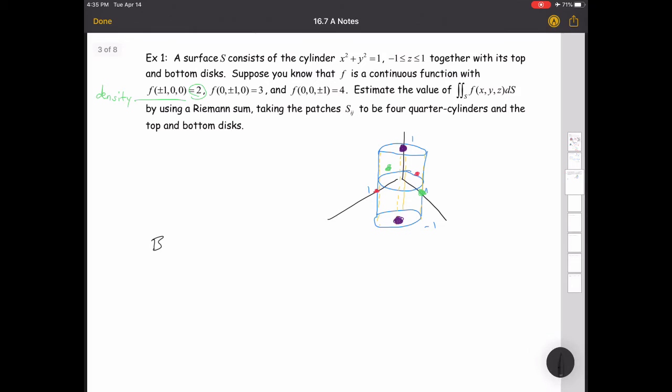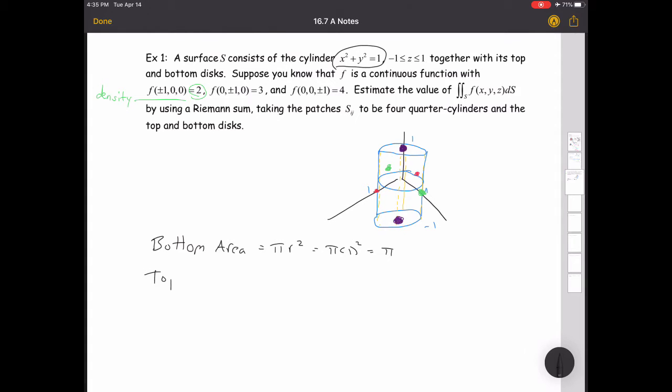If we talk about the bottom area, well, it's just a disk. I mean, it is a cylinder. It's just a circle on the bottom. It's a disk, and the area of a disk, of course, is pi r squared. The radius of that disk, based upon the shape of the cylinder right here, is 1. So the bottom area is pi times 1 squared, which is just pi.